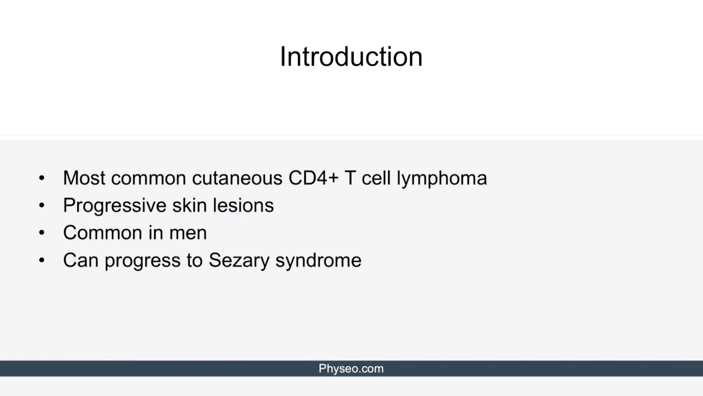Finally, let's move on to Mycosis fungoides. Mycosis fungoides is the most common form of cutaneous CD4 positive T-cell lymphoma. It's a fungus-like growth where there are progressive skin lesions. This refers to skin lesions that are initially scaly patches and slowly progress to plaques and generalized erythroderma, and this condition is more common in men. And mycosis fungoides can progress to Sézary syndrome, which is when malignant lymphocytes also enter the blood.